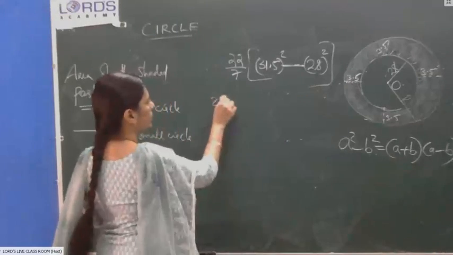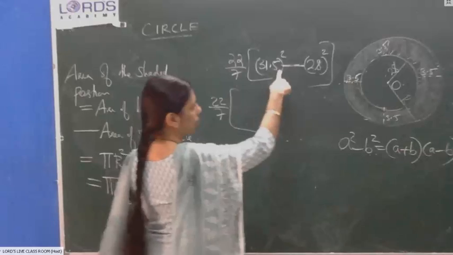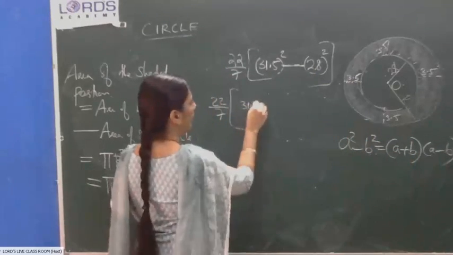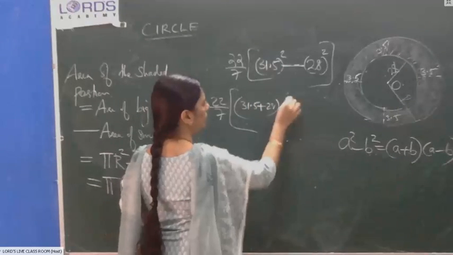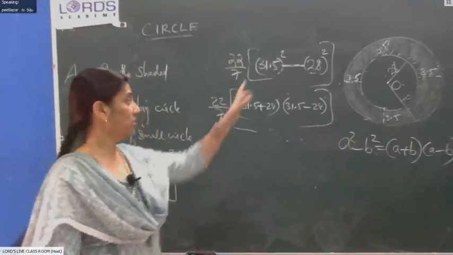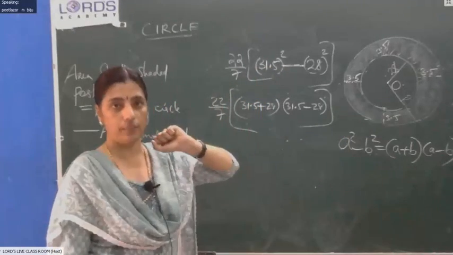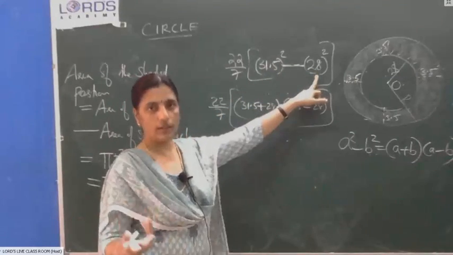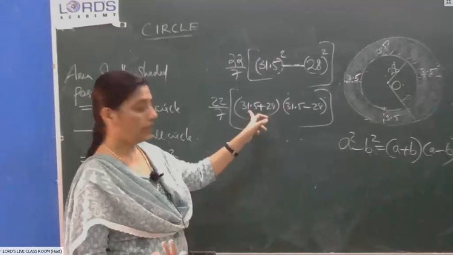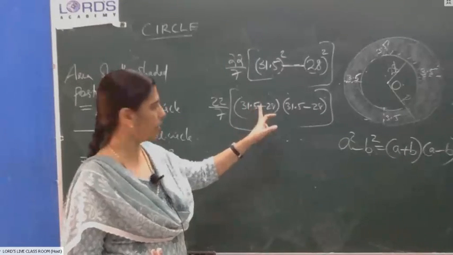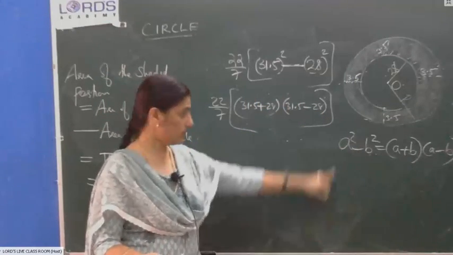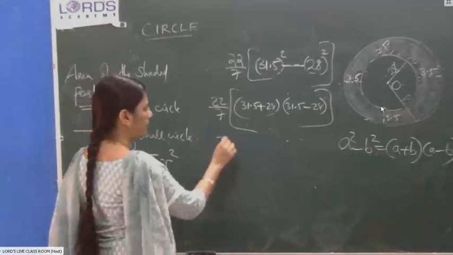How? 22/7 into, here instead of a it is 31.5, instead of b it is 28. So apply here: 31.5 plus 28 into 31.5 minus 28. Otherwise 31.5 into 31.5 will take time. So if you know a square minus b square expansion as a plus b into a minus b, you can write like that. You have to write this there. Okay. Now it will be easy.